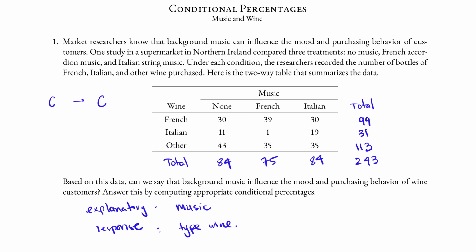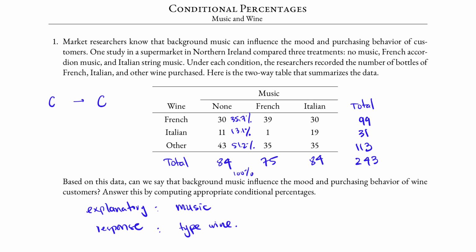To do that, we compute the column percentages by taking the number in each cell divided by the total in that column. In this case, 30 divided by 84, which is 35.7%, rounded to one decimal place. Similarly, we take 11 divided by 84 to get 13.1%. 43 divided by 84 to get 51.2%. And the total should add up equal to 100%.